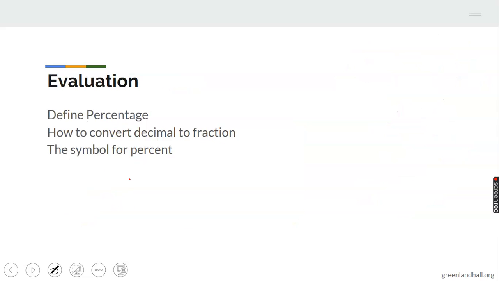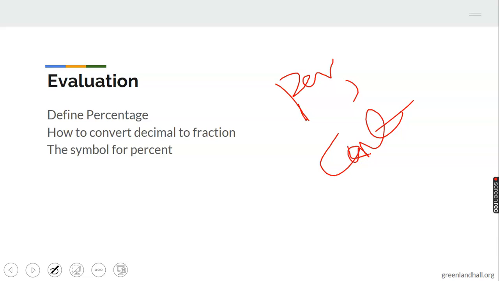Now we're going to take our evaluation. Can somebody define for me what percentage is? A quick finger, please. What does the word per mean? Cent. You should be able to tell me what all these words are. Up your finger. And how do we convert from decimal to fraction?